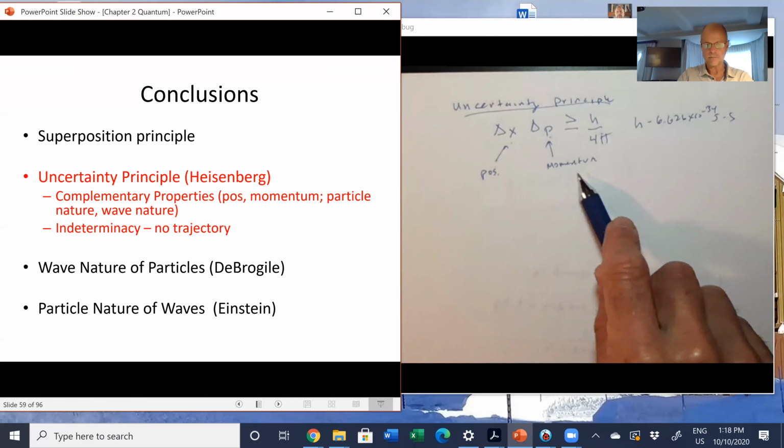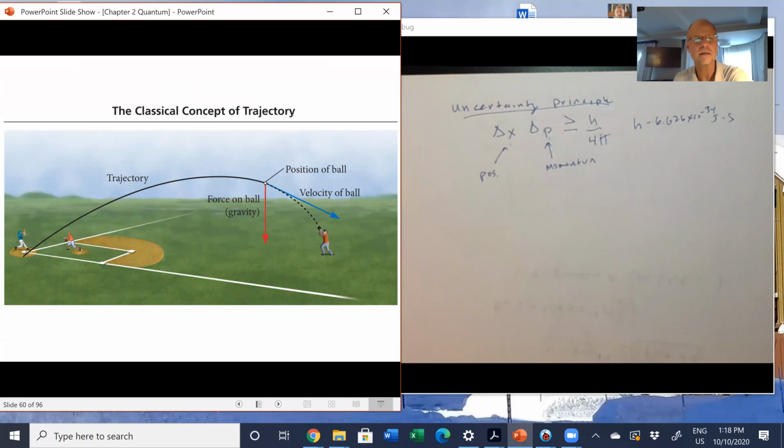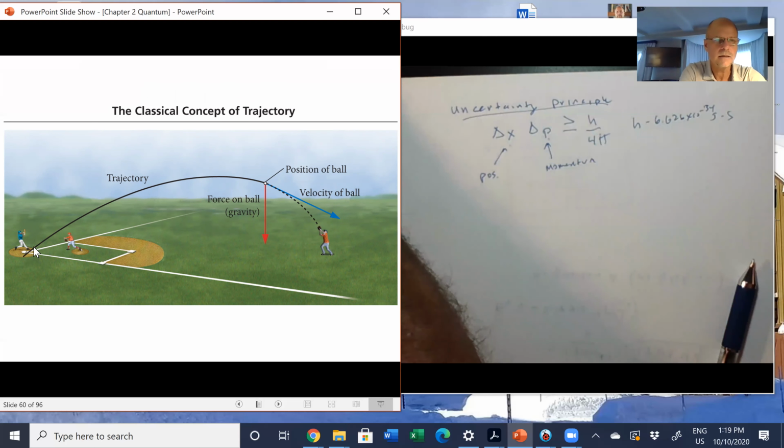And you can see then that these are complementary properties. The other thing we see, let's contrast that to the classical concept of a trajectory. If you have a baseball, boom, it gets hit in the outfield. It has a position. It has a momentum. Based on these two things, you can predict where it's going to land. If we were batting an electron, we couldn't predict where it was going to land, because we can't simultaneously know both its position and momentum.